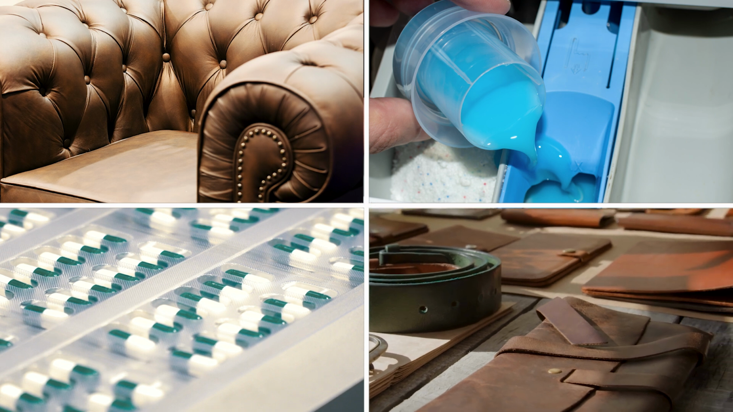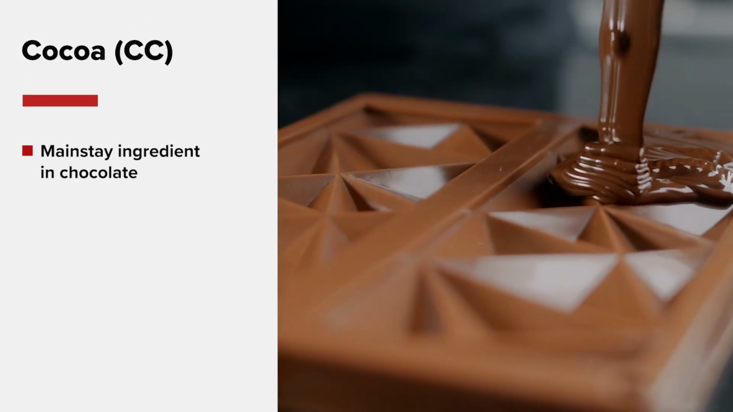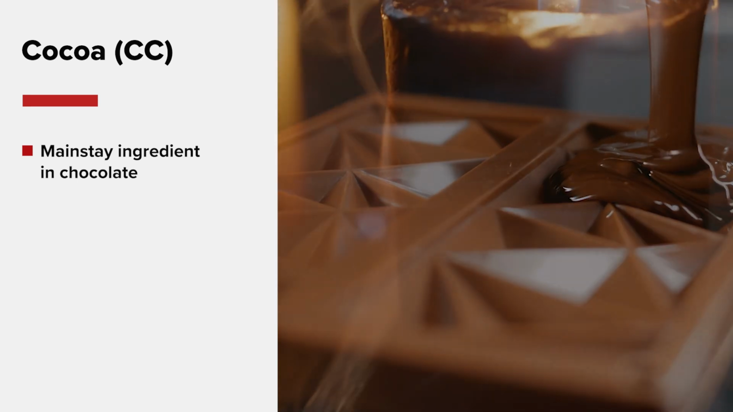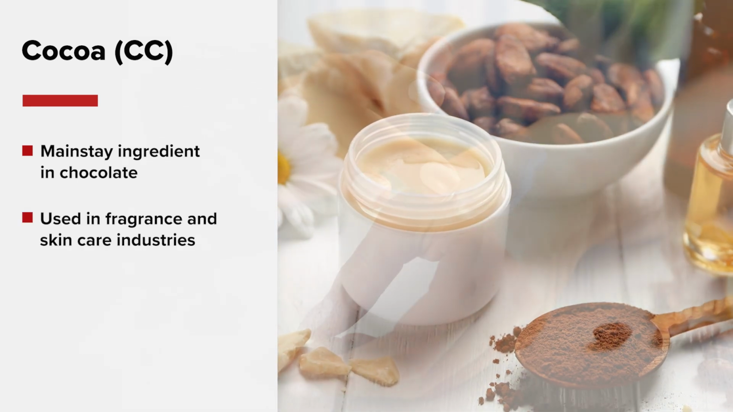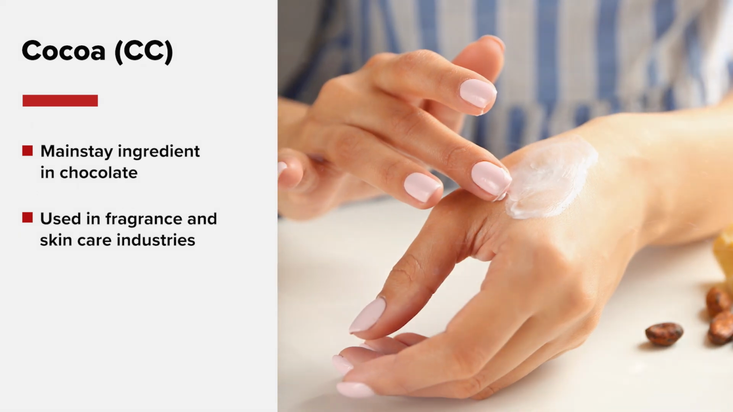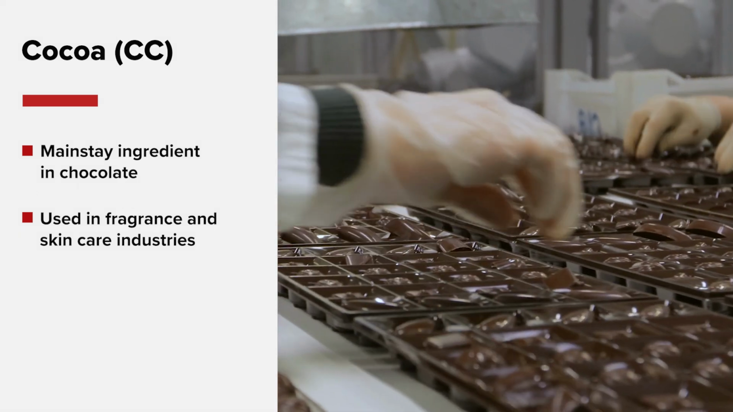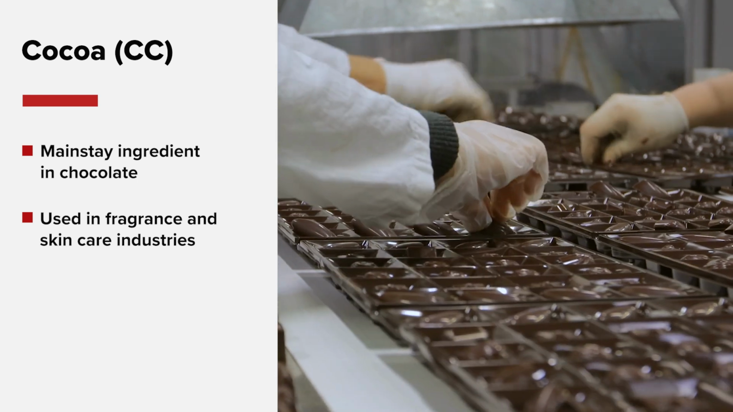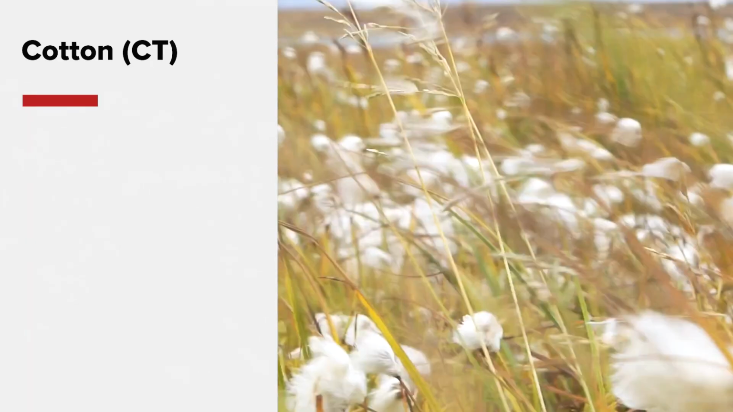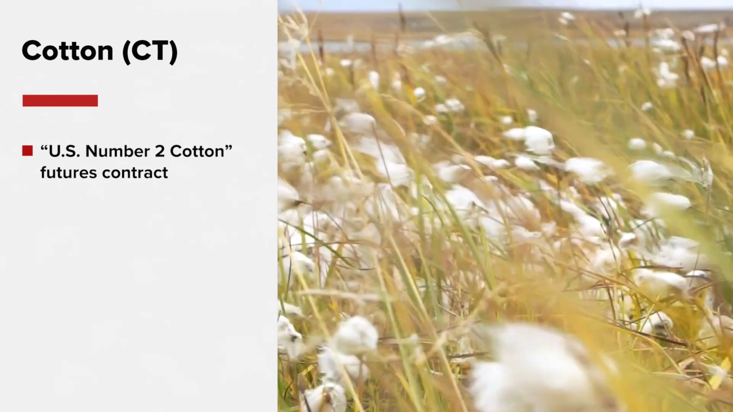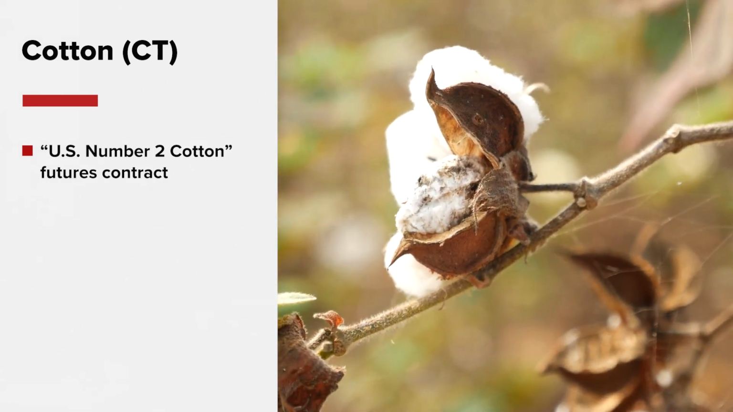On the global trading front, cocoa, the mainstay ingredient in chocolate, is also used to produce items such as chocolate-scented candles, cocoa butter, and cocoa oil, which can be used in the fragrance and skincare industries. The commodity also naturally sees high demand from food producers such as Hershey, Mondelez, Mars Wrigley, and Nestle, among others. There's also cotton, which is most widely traded as the US number 2 cotton contract, and we'll be exploring more about futures contracts in a later lesson.